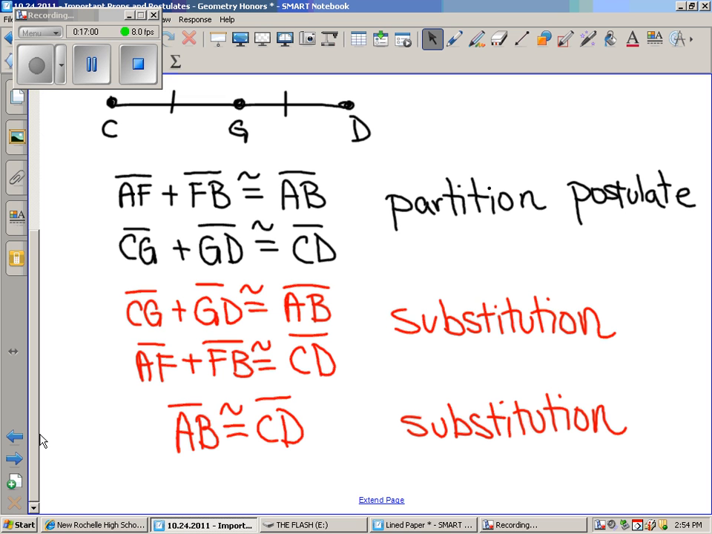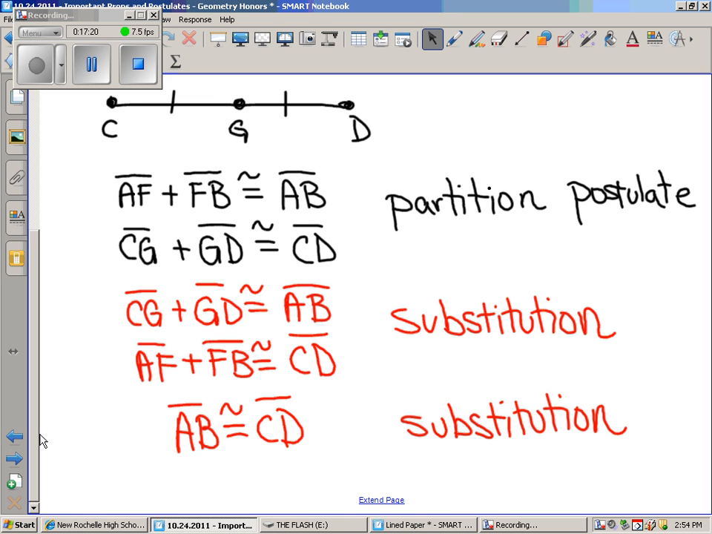Why is that? Why is it substitution? You tell me. You tell me what other rules we have. We have addition, we have multiplication, we have subtraction. I'll give you a reason why it's substitution, at least for me in my own particular logic.